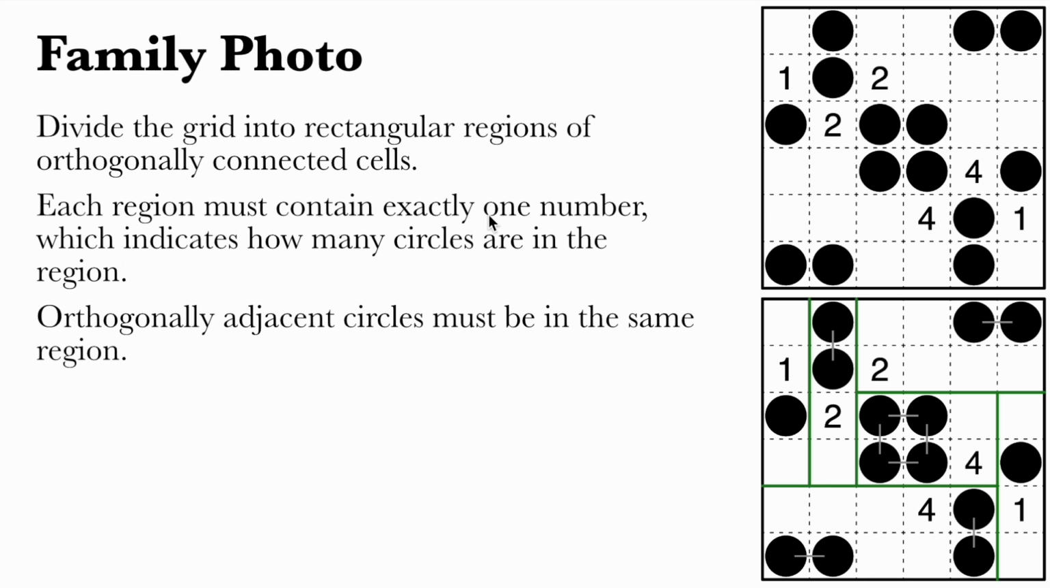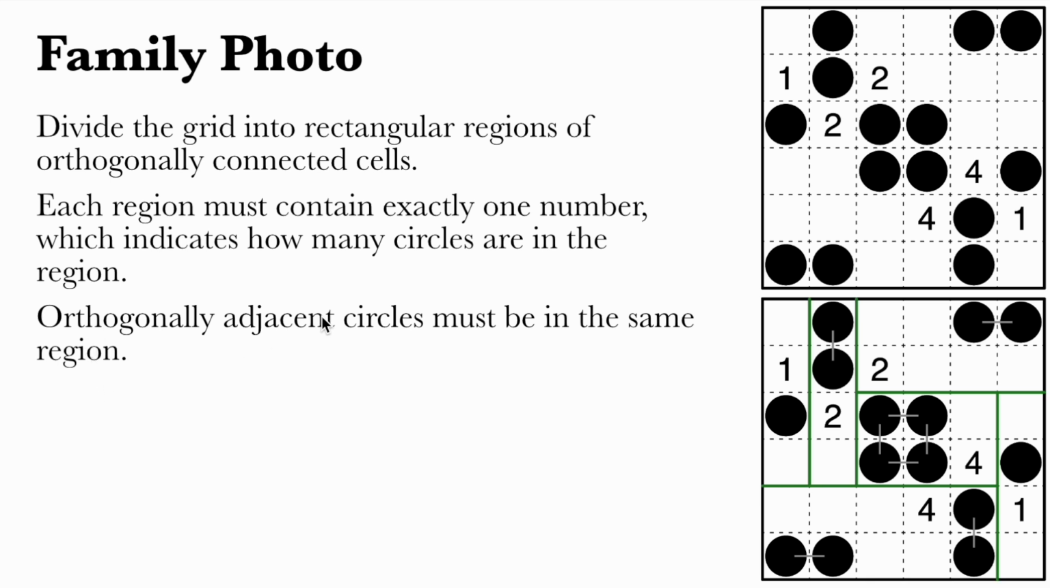Each region must contain exactly one number, which indicates how many circles are in the region. So we've got a 2 here, and that ends up being in this region that has 2 circles in it. A 4 here in this 4-circle region. And exactly one number, so we can't have any extra regions that don't have a number, and we can't enclose 2 numbers in a region, even if they happen to be the same. So if we were to draw lines around here, we'd have a rectangular region with 4 dots in it, but we'd have 2 clues, so that would be invalid.